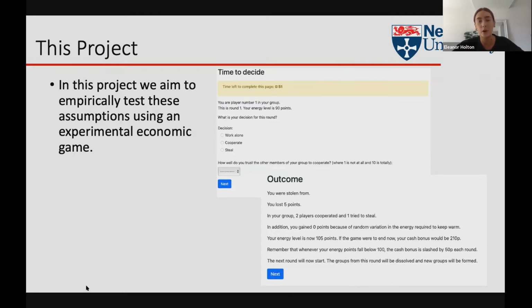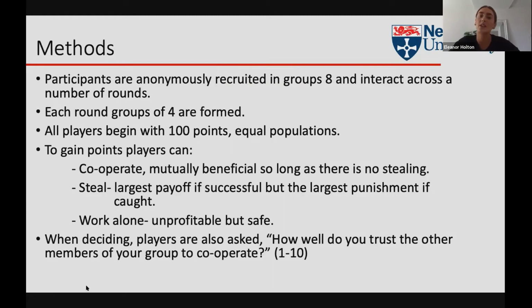So you can see I've popped 2 screenshots from the game on the screen there. And this game has been programmed specifically for this work by Daniel Nettle and his colleague Benoit de Courson. So I'll give you a little bit of information about how this game works. Participants are anonymously recruited in groups of 8. I've been doing this using the participant pool website Prolific. They interact across a number of rounds.